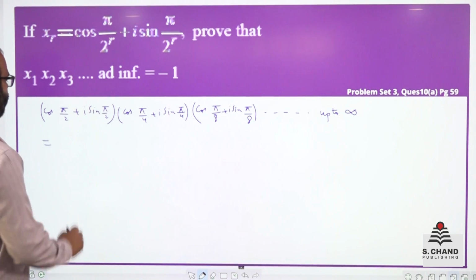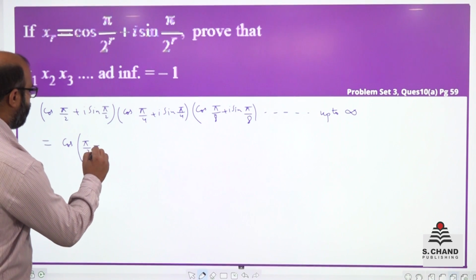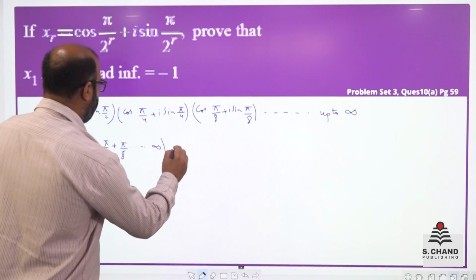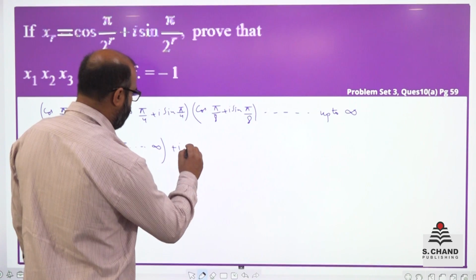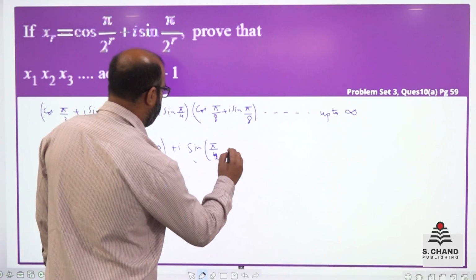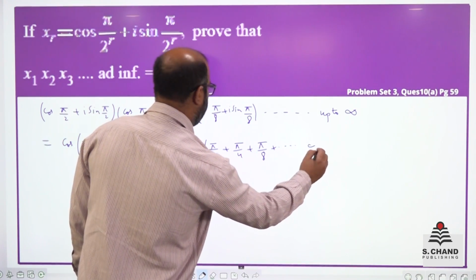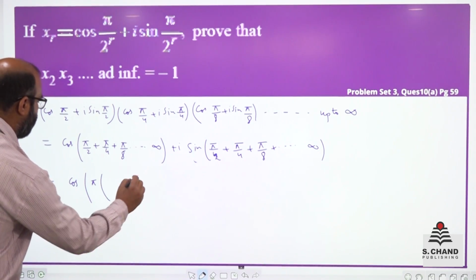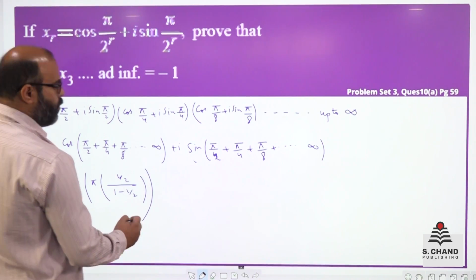Now, by de Moivre's theorem, what can we do? We can add the angles inside the cos as well as inside the sine. So, cos of pi by 2, pi by 4, pi by 8 till infinity, plus iota sine of pi by 2, pi by 4, pi by 8 till infinity. So this is a GP, if we take pi as common, its first term is half, and upon 1 minus r, that is also half, because it is the sum till infinity.